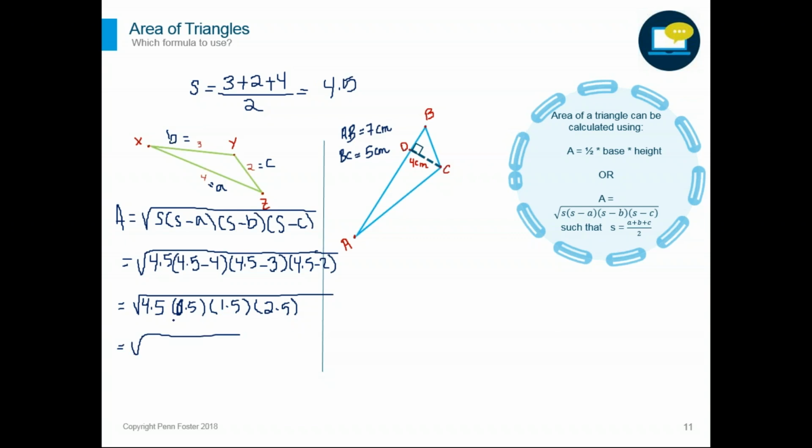Multiply using your calculator. You can do it manually. I would prefer with decimals to use the calculator, because we're not learning how to multiply really. We are learning how to use this formula to find the area of a triangle. So just to avoid any distractions, I like to use a calculator in this case. So multiply 4.5 times 0.5 times 1.5 times 2.5, and your answer under the square root sign would be 8.4375.